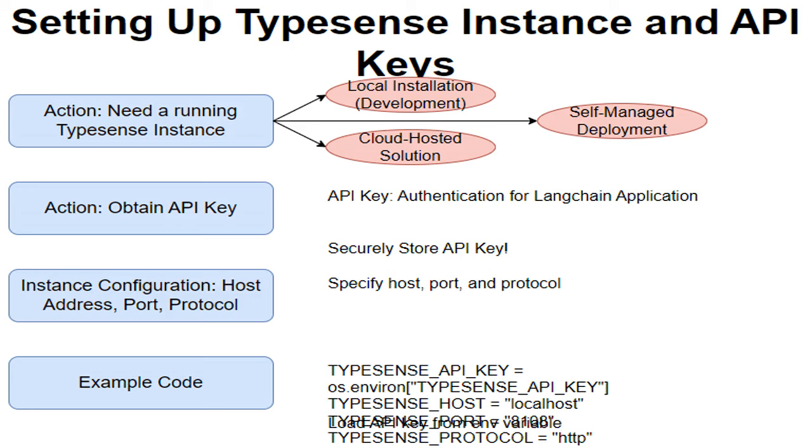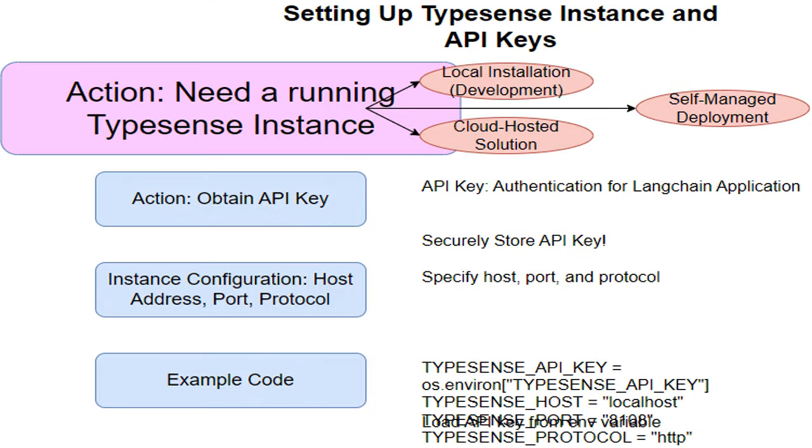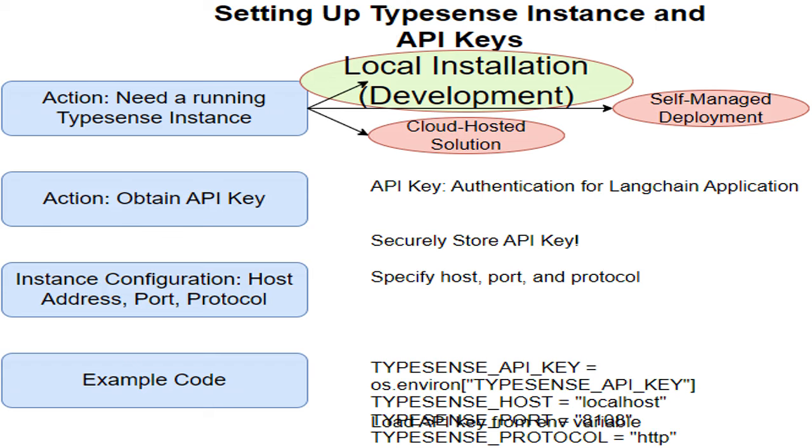The initial step involves preparing the Typesense environment and configuring the necessary credentials to enable secure communication between LangChain and Typesense. This highlights the necessity of having Typesense actively running, either locally, on a cloud platform, or through a self-managed setup. For development purposes, a local installation allows for rapid prototyping and experimentation, without external dependencies.